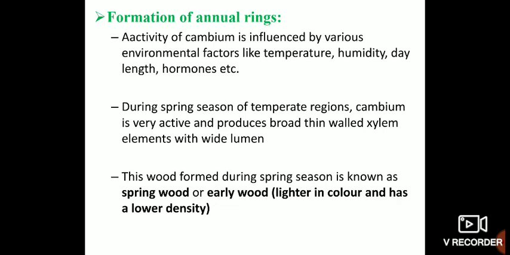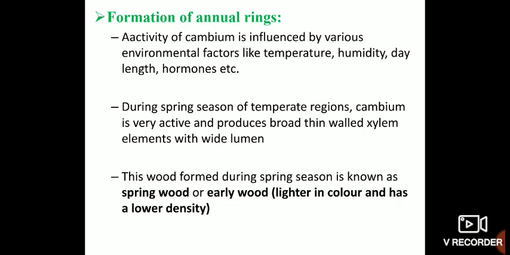You know that cambium, which produces secondary xylem and secondary phloem, its activity is not constant. Its activity is influenced by a number of factors, environmental factors like temperature, humidity, day length, hormones, and many other climatic factors. During spring season, for example, in temperate regions where you have clear cut seasons, cambium becomes very much active during spring season and produces a broad range of secondary xylem or wood.